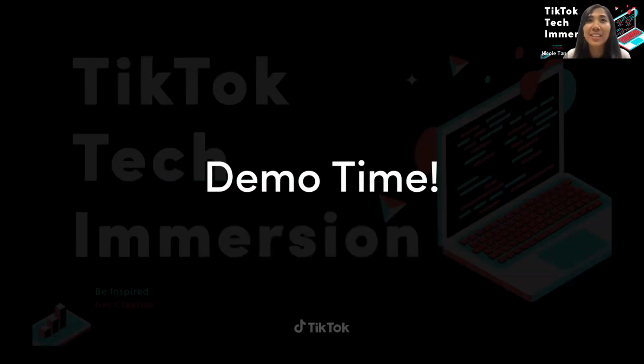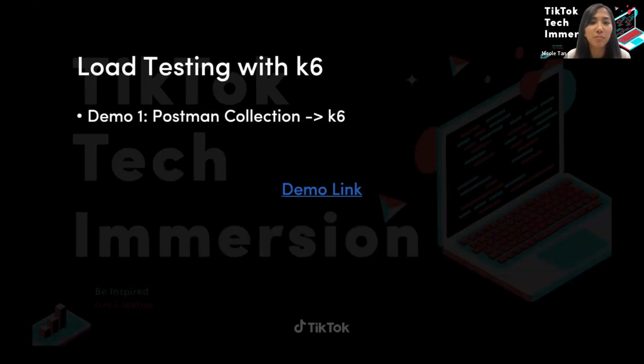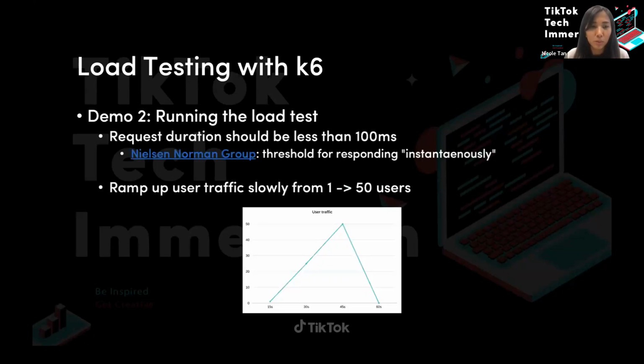Okay, so that we understand it more, let's do a demo. I'll be doing two parts to the demo. The first demo is to convert the Postman collection to K6. And then in the second demo, I'll be running the load test. In the load test, what we can expect is that we're testing whether the government APIs return faster than 100 ms. So why 100 ms?